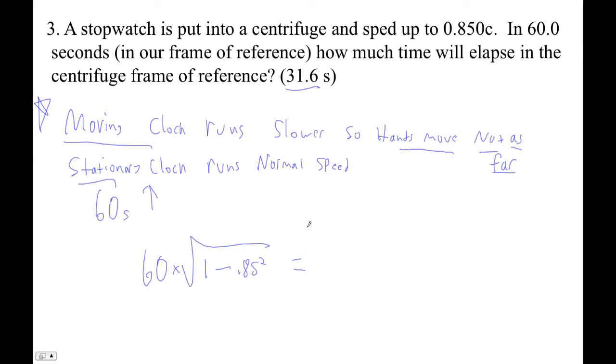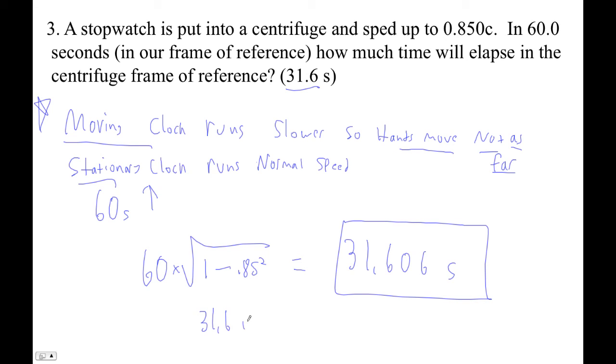All right, here we go. I get 31.606 seconds. There we go. So just to understand, we're not asking how long that clock takes to read 60 seconds. We're asking the question, if we see 60 seconds go by in a stationary frame of reference, how much time goes by on that clock, which is, of course, less time because it's moving slower, right? 31.6 is less.